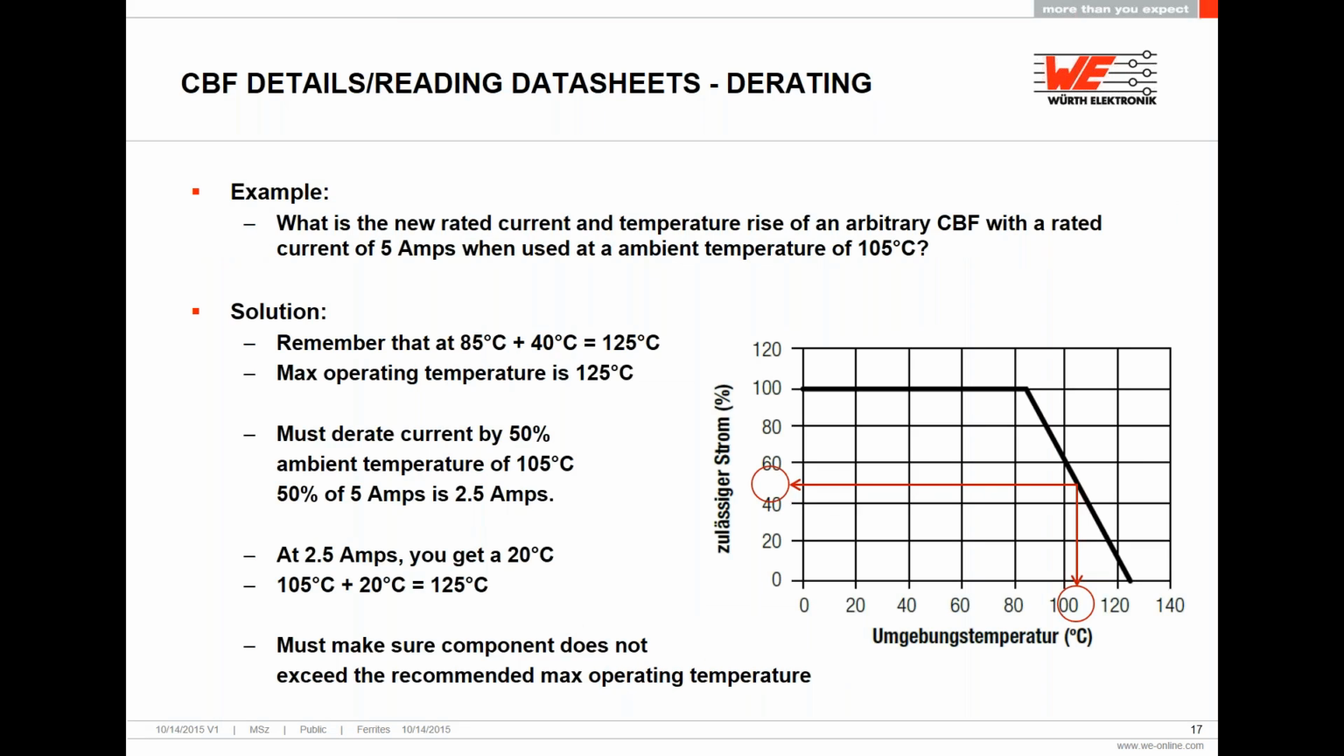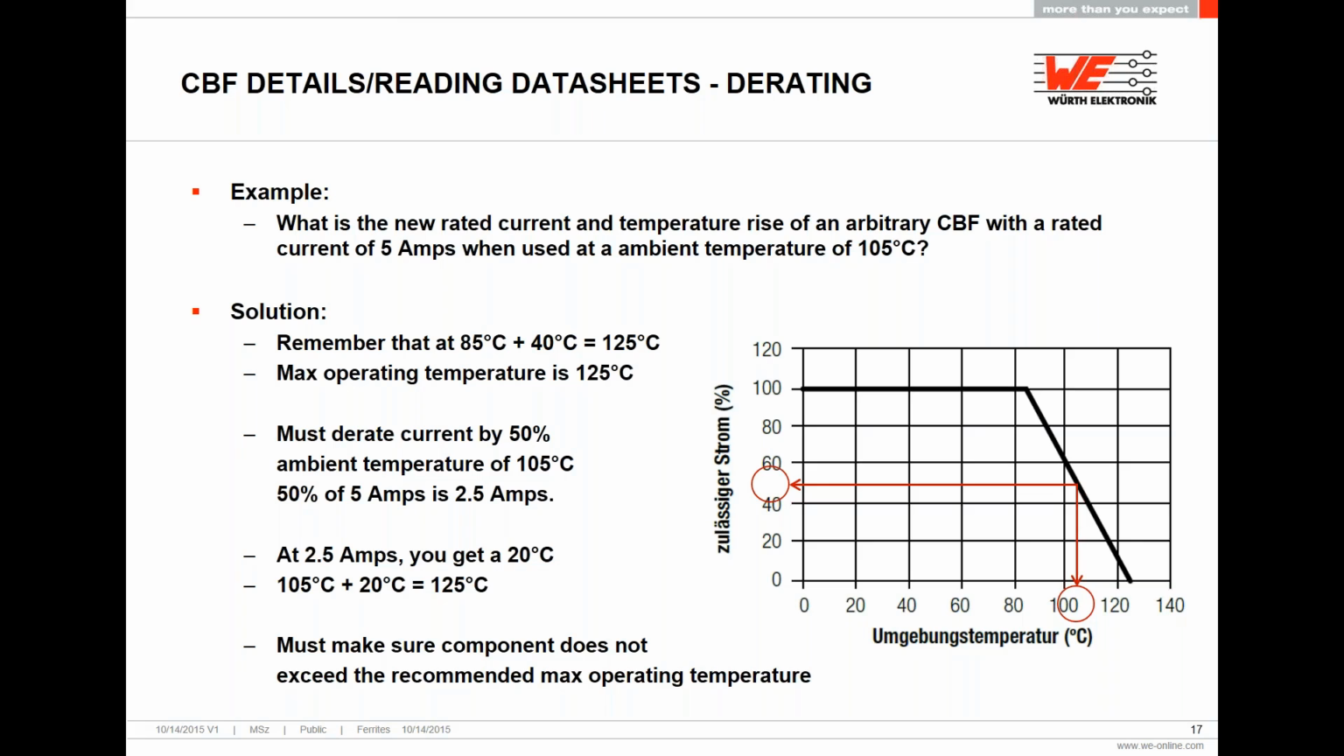Here is an example of a product that has an ambient temperature above 85 degrees Celsius. So we specify on our datasheets a 40 degrees temperature rise above ambient temperature when used at 5 amps. Remember that a part used in an 85 degree ambient temperature with a 40 degrees temperature rise will result in a maximum operating temperature of 125 degrees Celsius. And we cannot exceed the recommended maximum operating temperature, so this is our limit of operation.